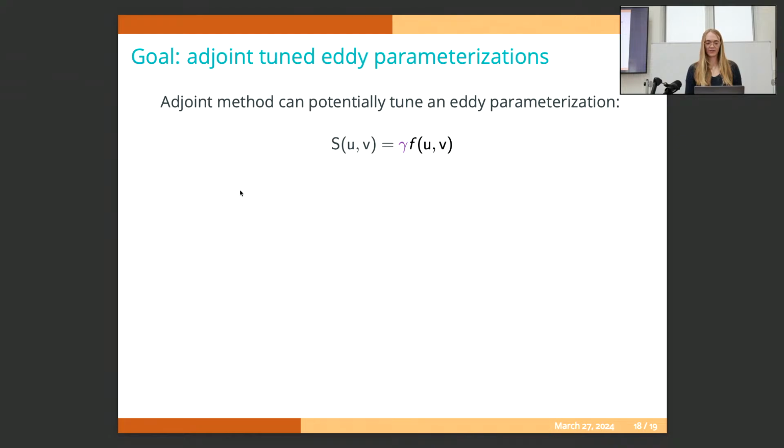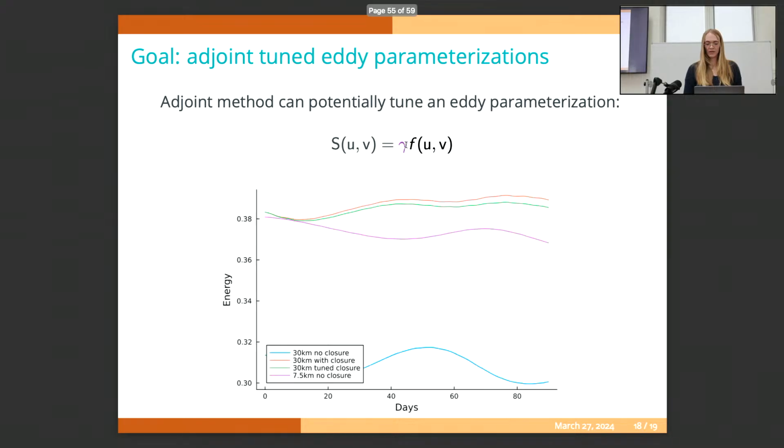Okay, so this is what I just said. Our goal will be to use adjoint methods to potentially tune our eddy parameterization. If I think of my eddy parameterization as a function of my velocities, and there's some coefficient gamma, I can theoretically use adjoint methods to compute a derivative of a model data misfit, say, with respect to gamma, and try to use some optimization scheme to improve what gamma is. And so I've started to do this.